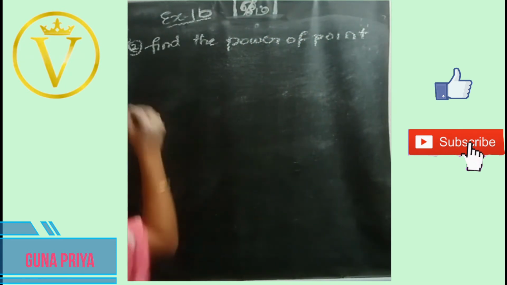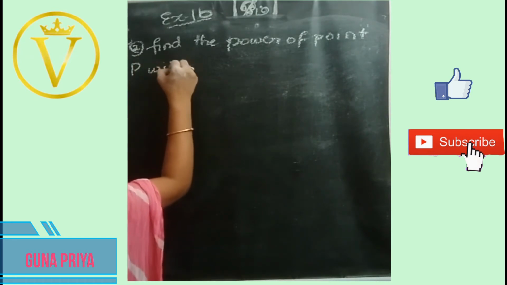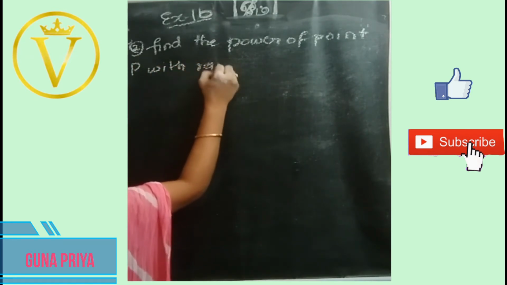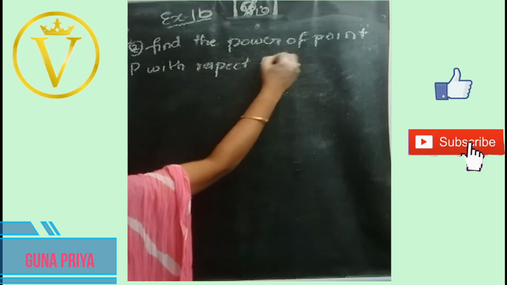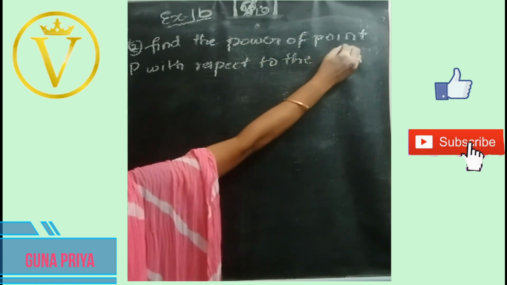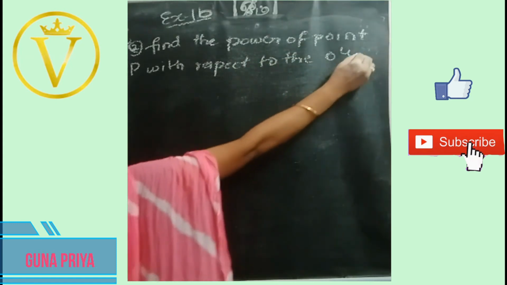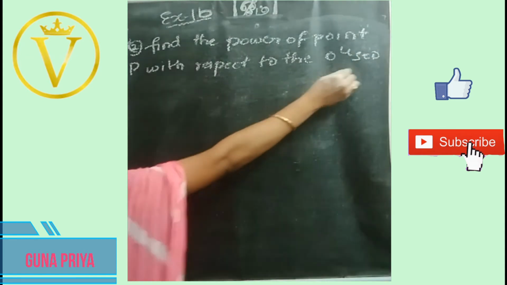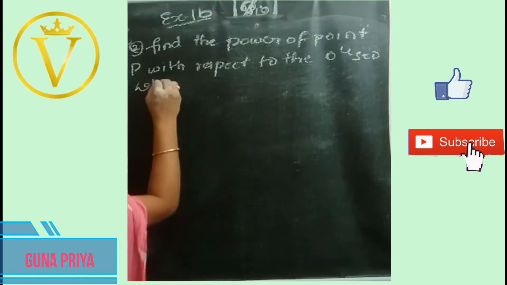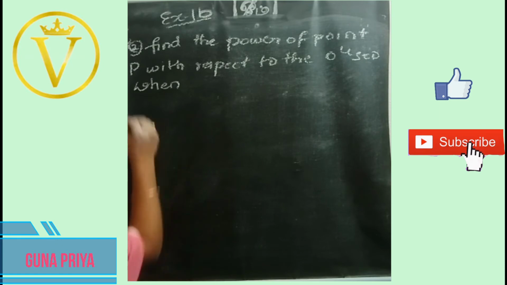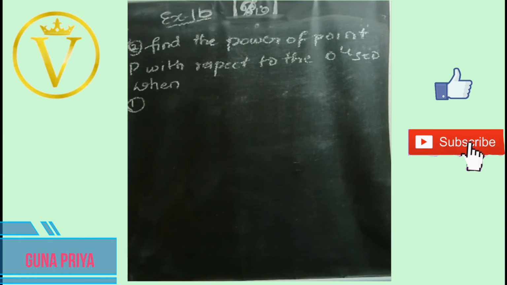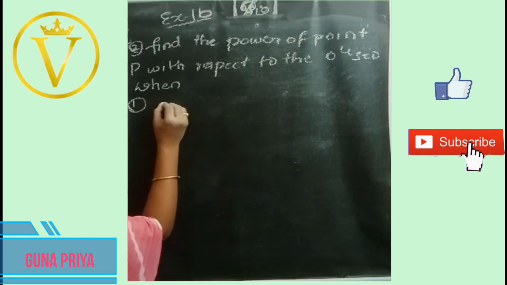Power of point P with respect to the circle S equals to 0. So they have given one problem, and we have to find the power of the point. We know already the power of point. First we will write the question what they have given.